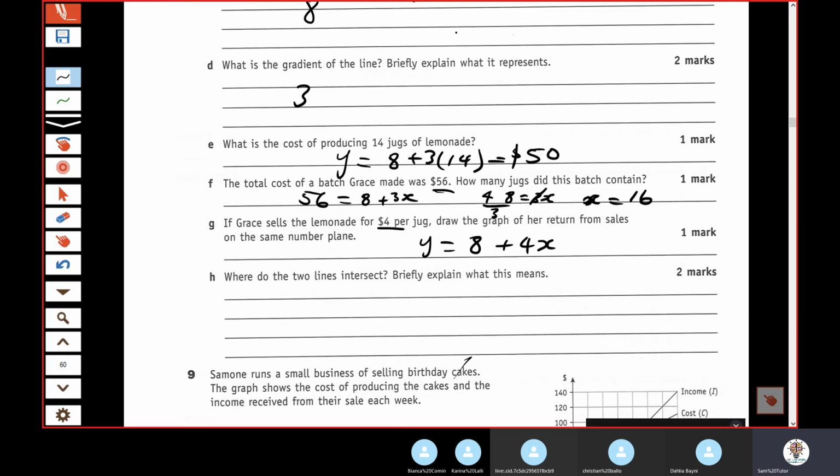So where do the two lines intersect? We said the y-intercept, and in this case we'll also say y-intercept, which equals 8. Briefly explain what this means. I just said it's your fixed cost, irrespective of, I guess, cost per jug.